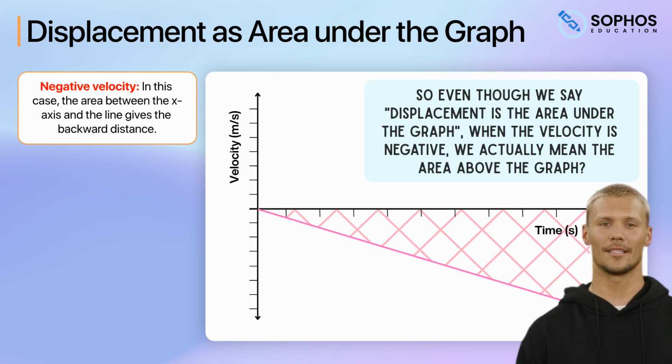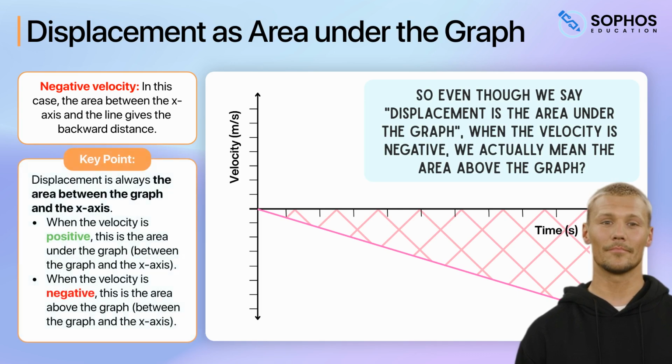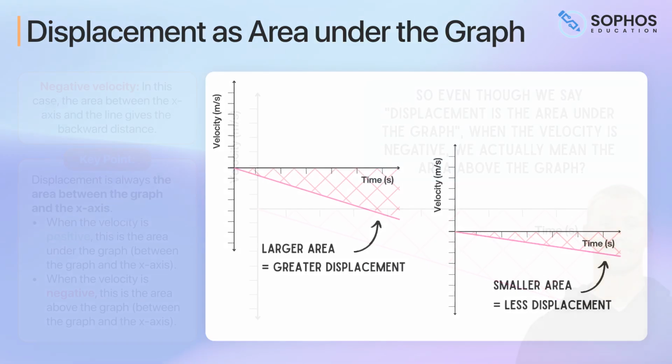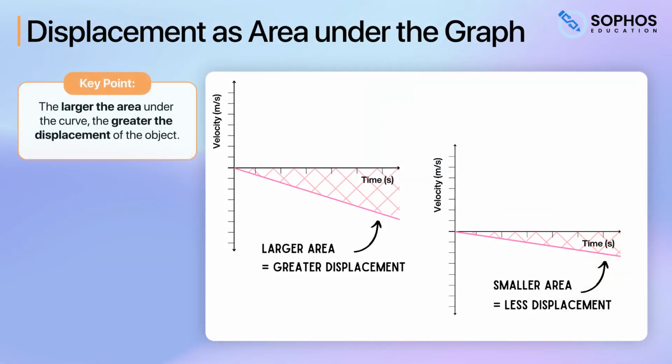So even though we say displacement is the area under the velocity time graph, when the velocity is negative, we actually mean the area above the graph. Yes, exactly. Displacement is always the area between the graph and the x-axis. When the velocity is positive, this is the area under the graph. But when the velocity is negative, this is the area above the graph. And remember, the other key point about the area under velocity time graphs is the larger the area under the curve, the greater the displacement of the object.